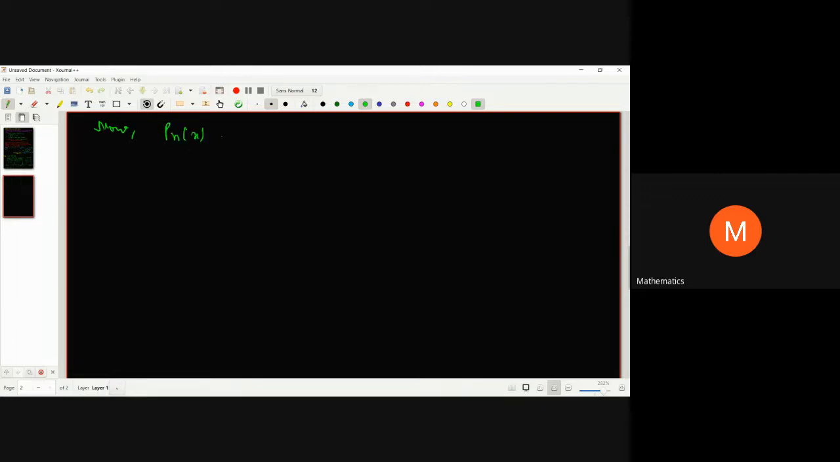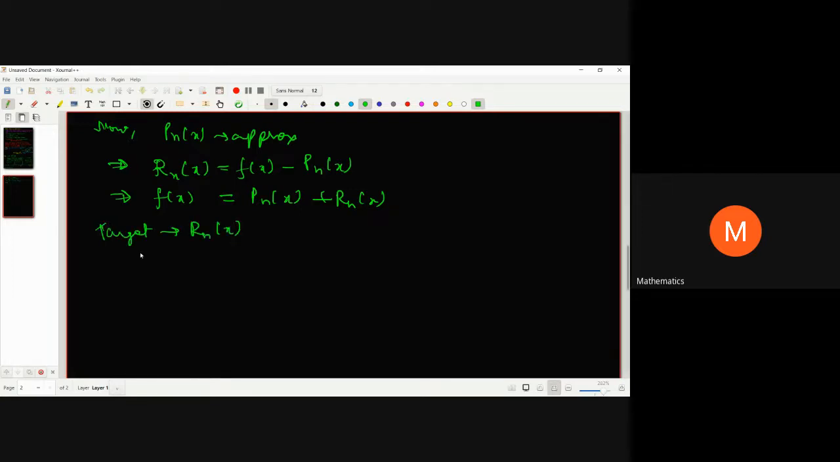If I call P_n(x) the approximation, then the error term R_n(x) is the difference between the function and the approximating polynomial. So our function f(x) is P_n(x) + R_n(x). Now our target is to find what this R_n(x) is. This is not known to us.